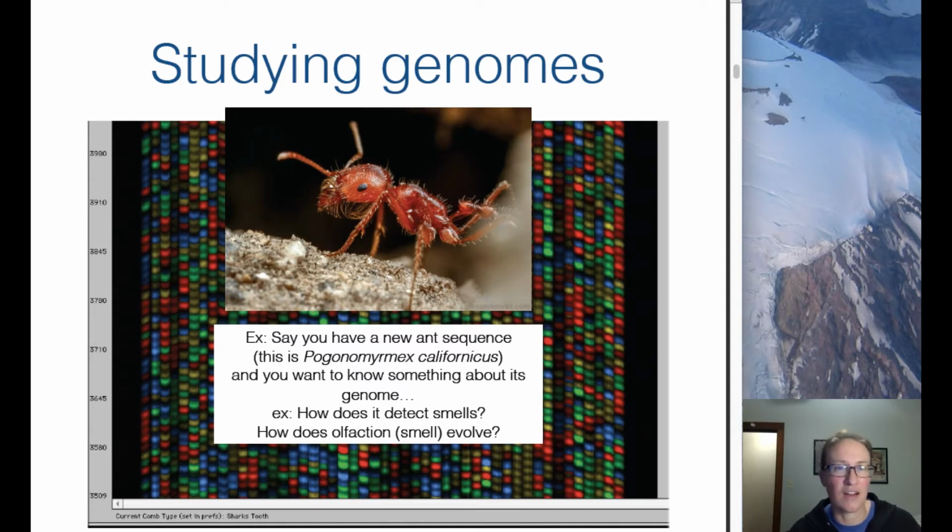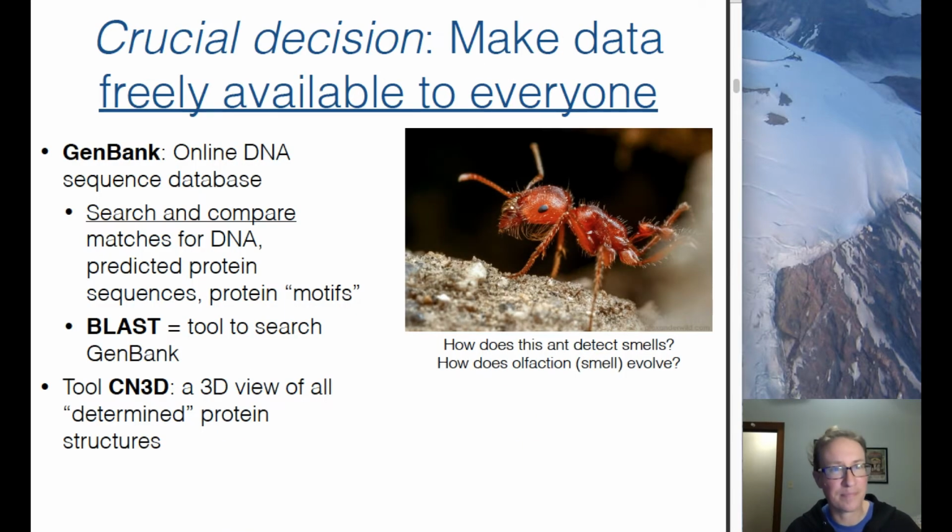So you sequence P. californicus's genome, and now you want to know something about that genome. For example, maybe you want to know, how does this ant species detect smells? And maybe more generally, you're just interested in understanding how the ability to smell different types of things evolves. I chose smell for a particular reason, in that this is an area where there is a lot of really fascinating stuff going on. So this is a set of research questions that a lot of people are very interested in.